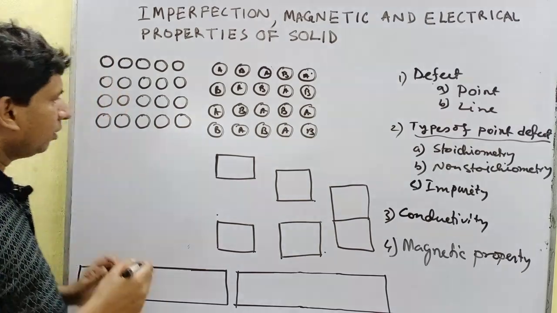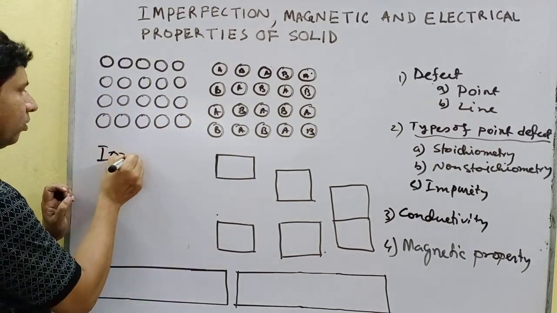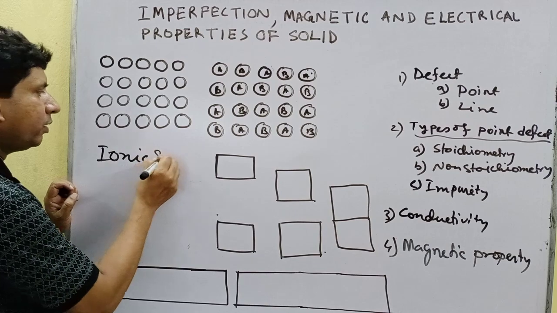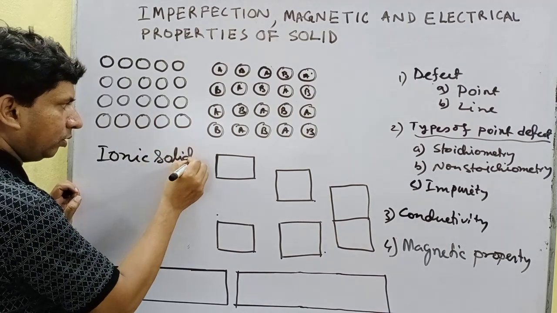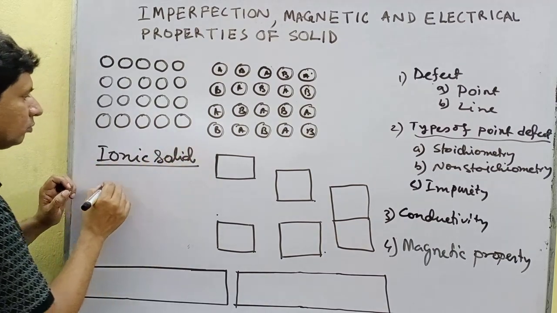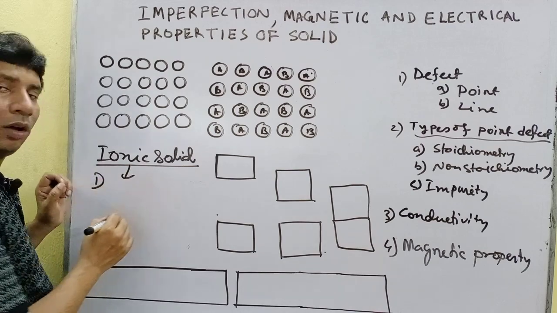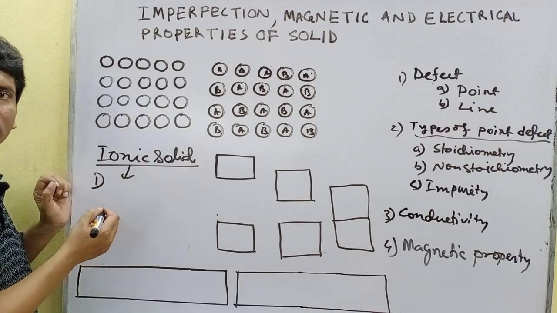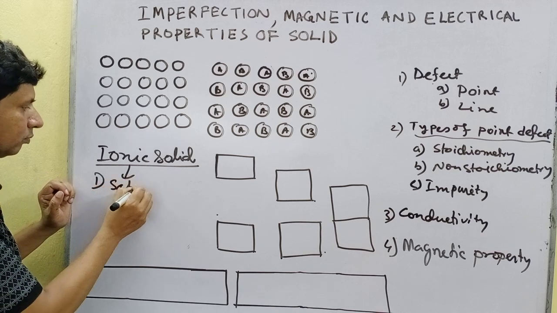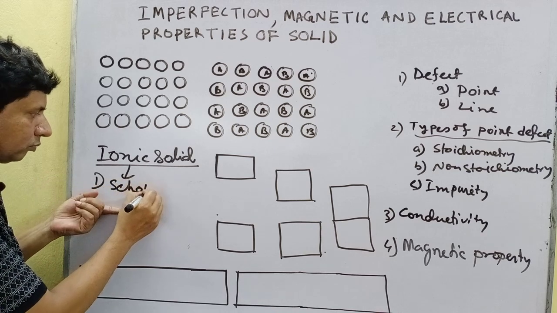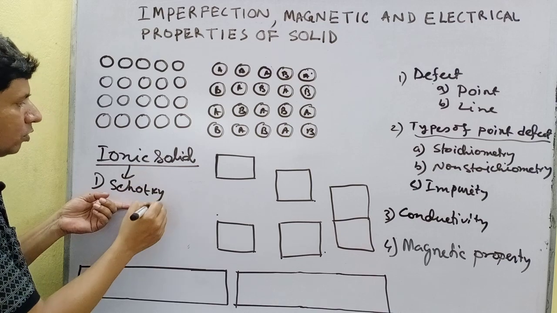What is this? Ionic solids. One is Schottky defect. What is this? Schottky defect.